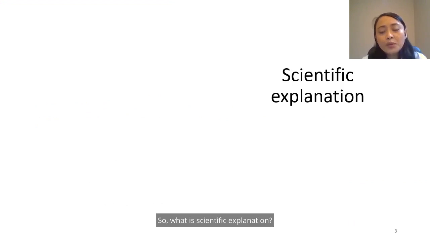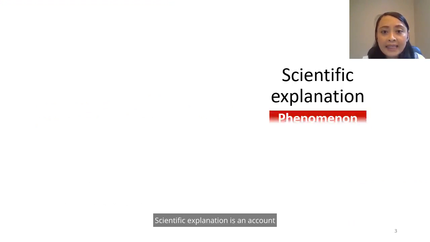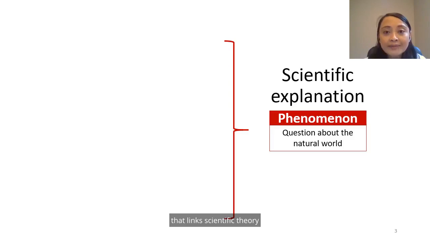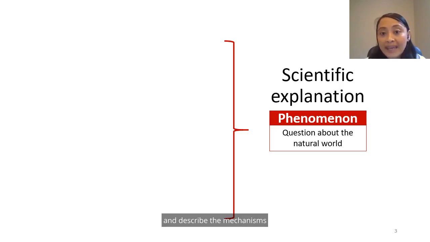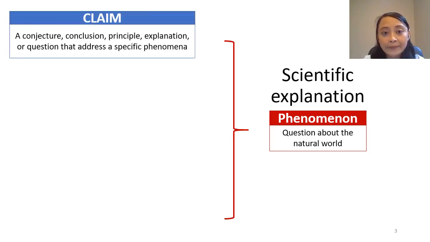So, what is scientific explanation? Scientific explanation is an account that links scientific theory with specific observation or phenomena. For example, they explain observed relationships between variables and describe the mechanisms that support cause and effect inferences about them. To understand how or why different phenomena occur, the explanation framework includes three interrelated components.